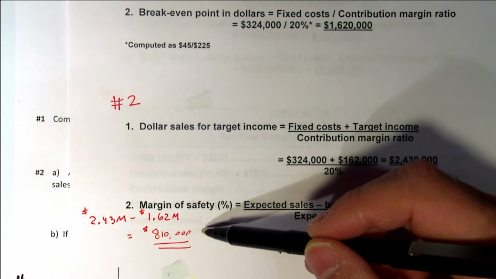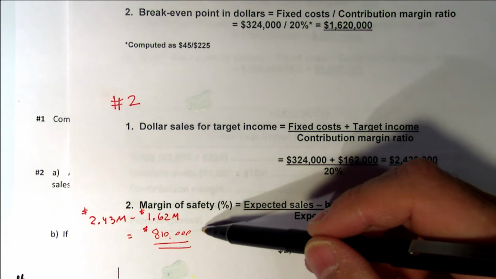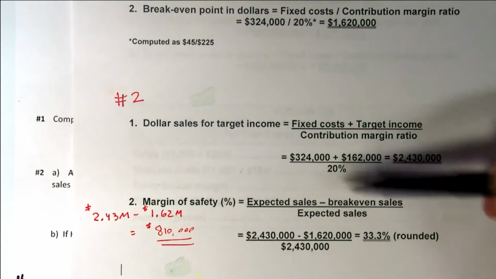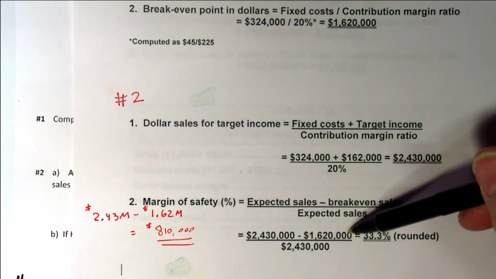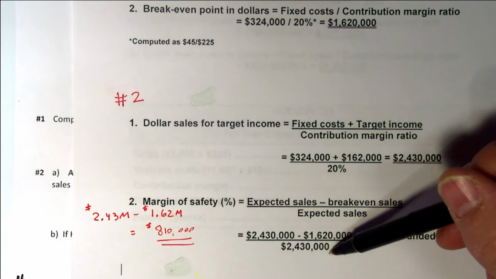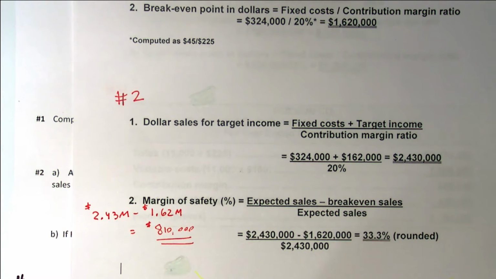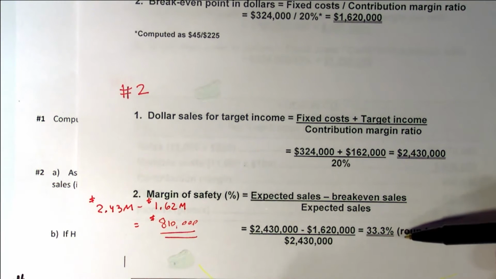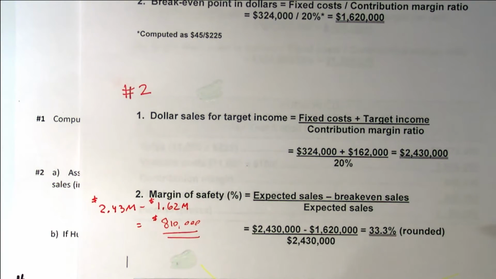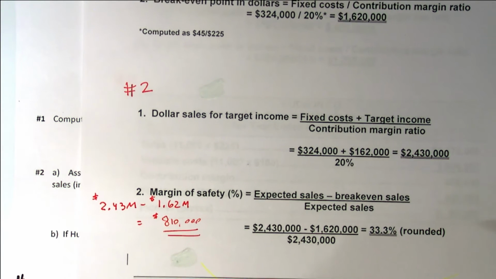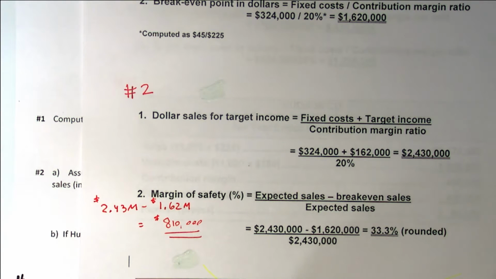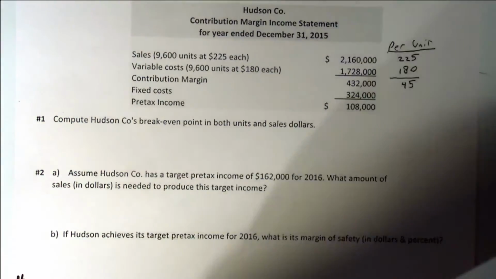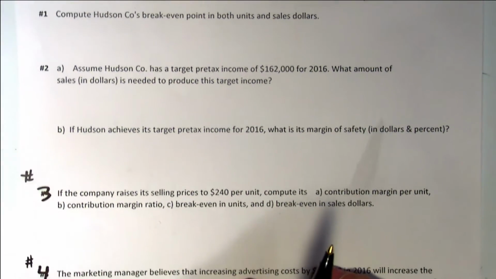We talked about margin of safety is really more helpful if it's in a percentage form. So we can take that $810,000, which again is the 2.43 million minus 1.62 million, divided by the expected sales of 2.43 million, and we get 33.3% margin of safety, which seems like a pretty good cushion, okay? And that might be something you want to calculate on a monthly or quarterly or annually basis to see if your margin of safety is going up or down, what you're comfortable with. Cool? Okay, any questions on number 1 or number 2? Let's go to the next one, okay?